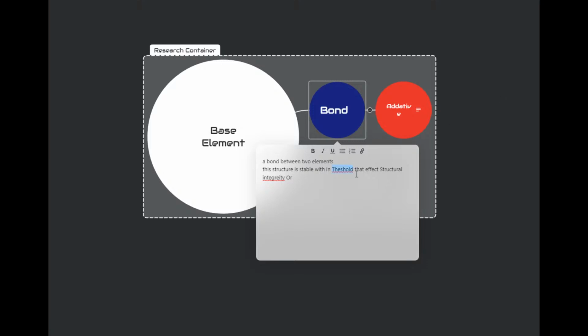Structural integrity. This is stable within the structural. So a bond between two elements.